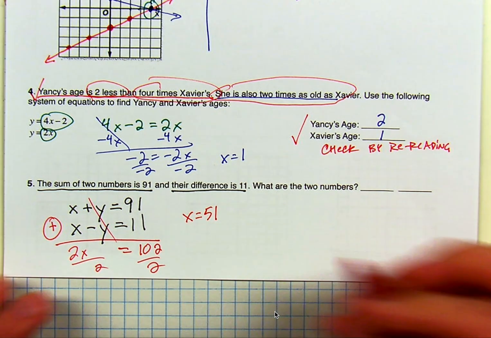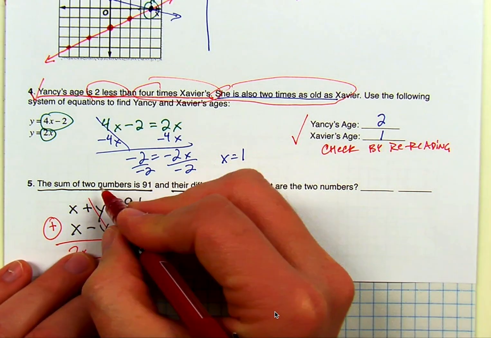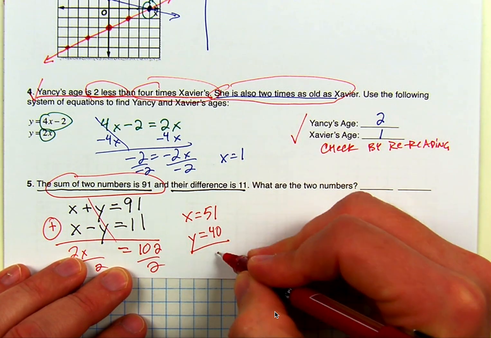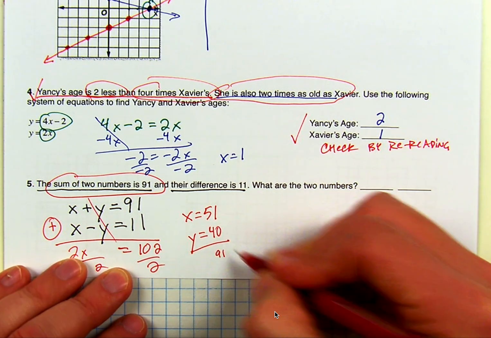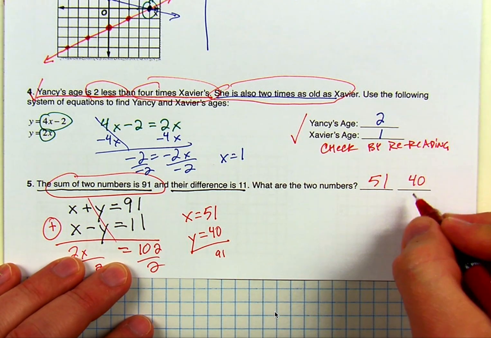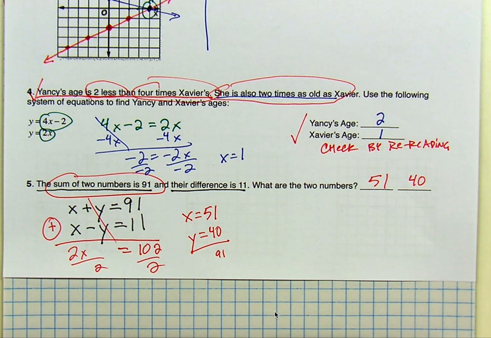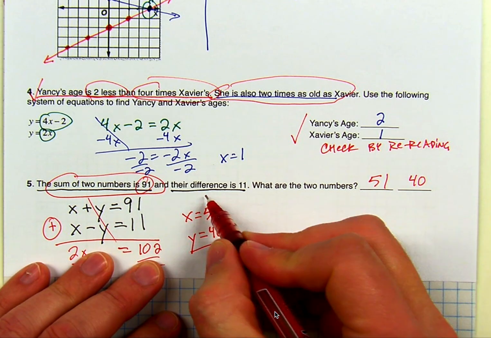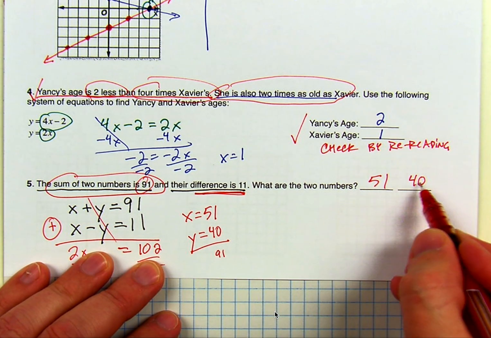Okay, if x equals 51 and the sum is 91, it's got to be 40 because that's what adds up to 91, right? So what are the 2 numbers? 51 and 40, or 40 and 51. Doesn't matter which order you put them in. Those are the 2 numbers. And just check it. They do add up to 91. Is their difference 11? Yep, this one's 11 more than that one.